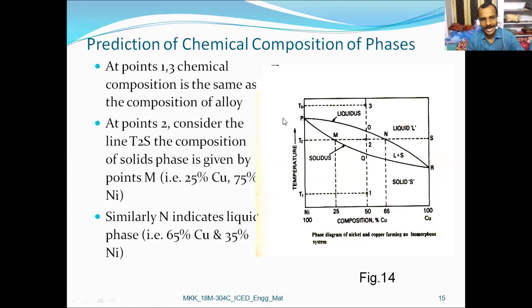Similarly, the point N indicates the liquid phase, similar to the solid phase. The point N indicates the liquid phase, which is 65% copper and the remaining 35% nickel. So that is a comparison of M and N.